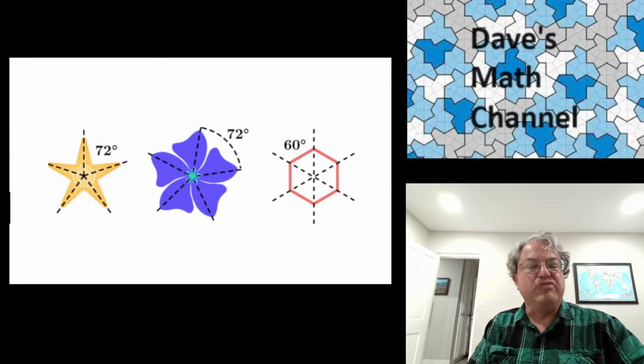And you don't have to have bilateral symmetry to have rotational symmetry. The starfish has both. But if you look at the flower in the middle, the purple flower, you notice that the petals are not symmetric. So this actually would look different from its mirror image. So it does have a fivefold symmetry, but it does not have bilateral symmetry. And if you look at the hexagon on the right, this one has both bilateral symmetry and sixfold symmetry. So you can have a lot of different symmetries.